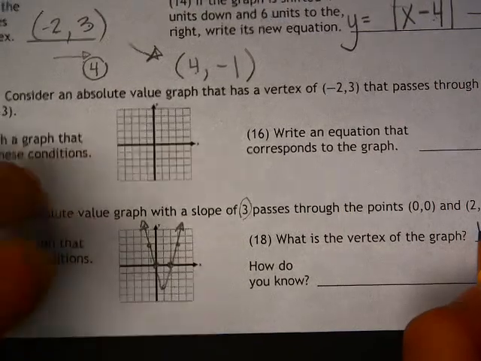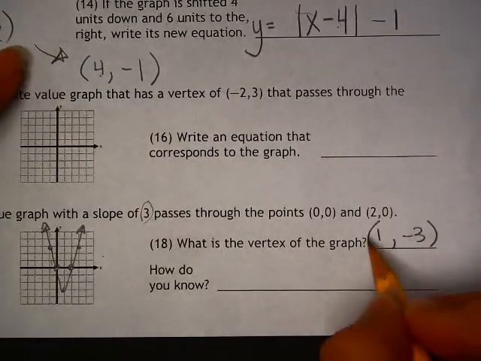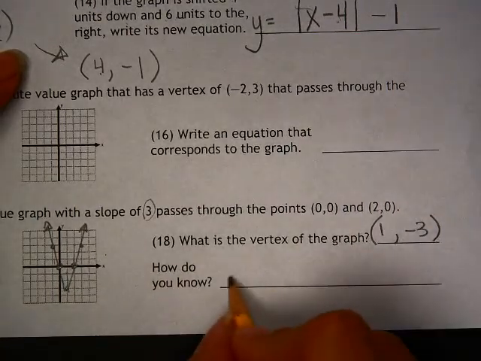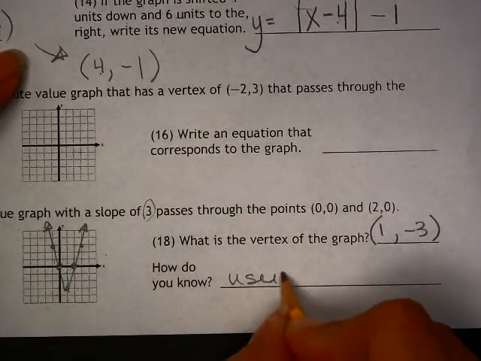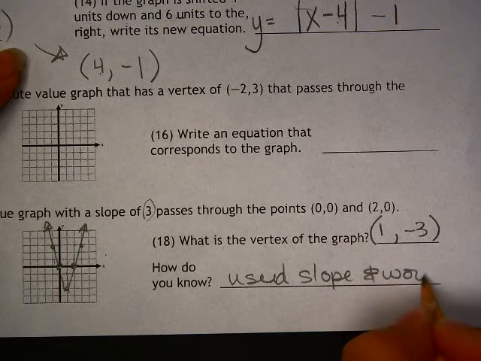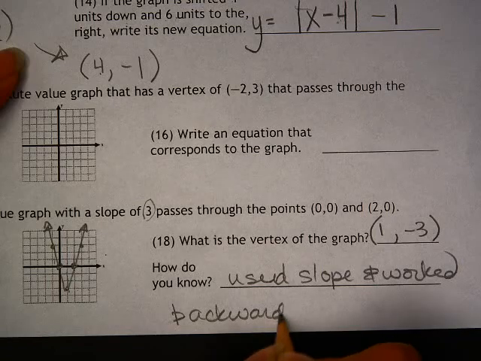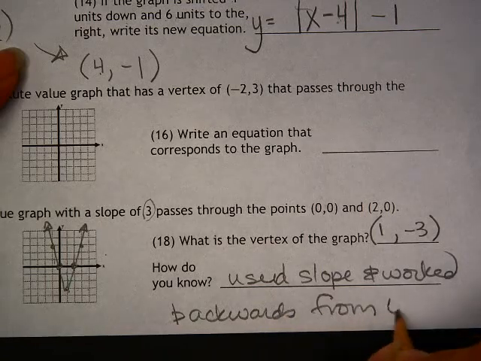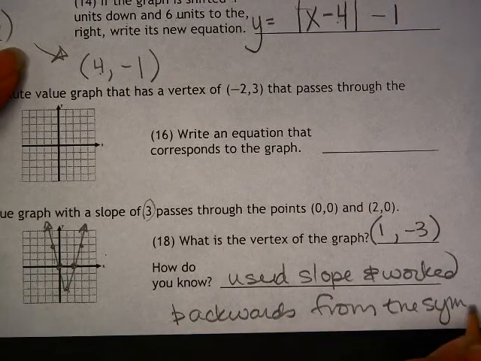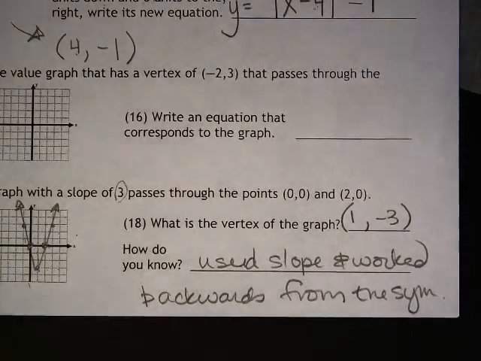So the vertex of the graph is at 1, -3. And how do I know that? I use the slope, right? And worked backwards from the symmetry, right? So these were symmetrical, and then I can just go backwards from there.